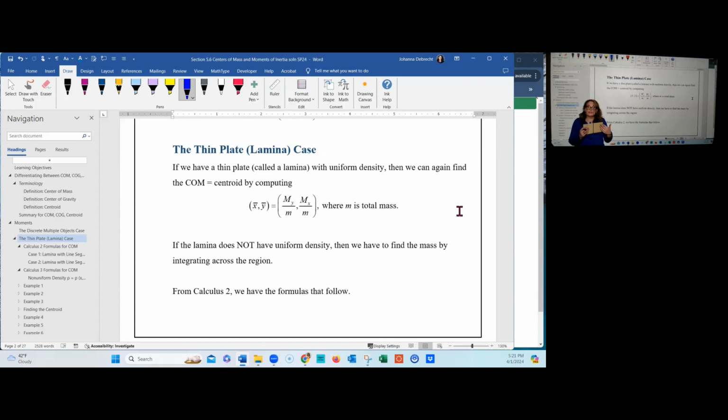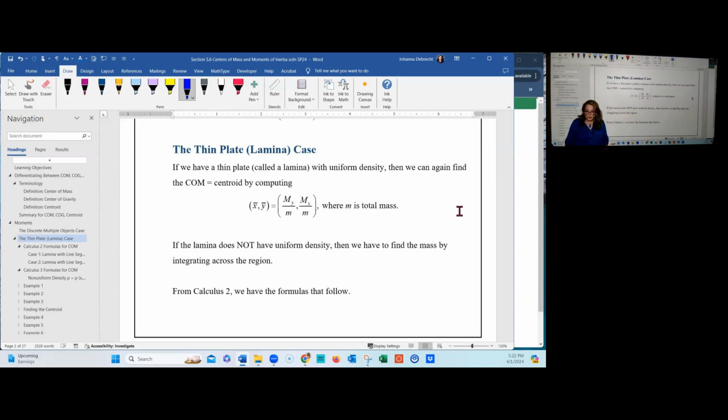Well, then the density changes as I move across the object, which means the mass also changes as I move across the object, which is going to shift the center of mass from the geometric center, which of course would be on the line going through the two diagonals in the center. If that's the case, where the density is not uniform, like you have a mixture of materials, then we'll have to find the mass by integrating across the region.